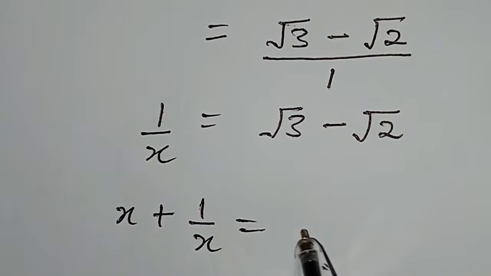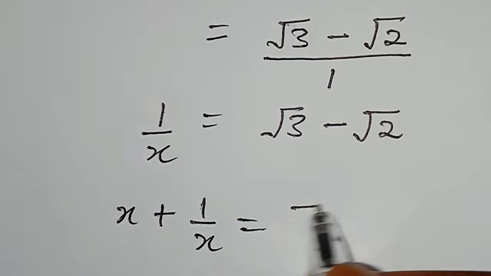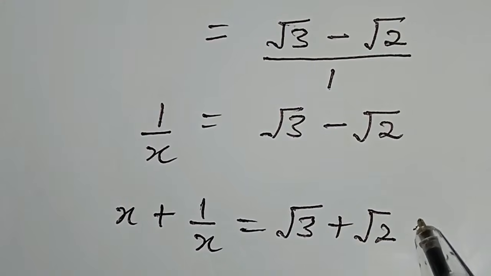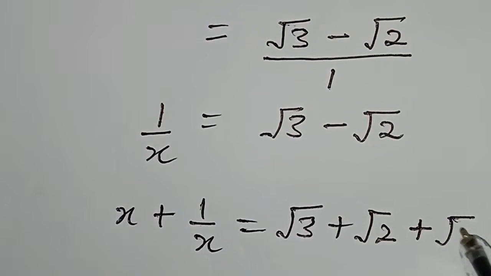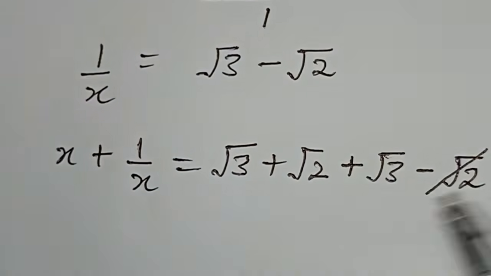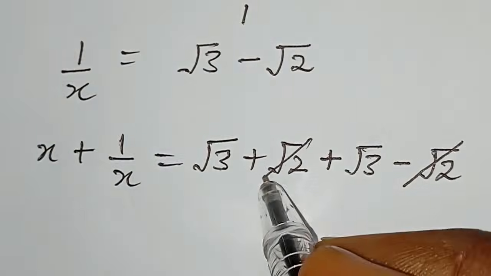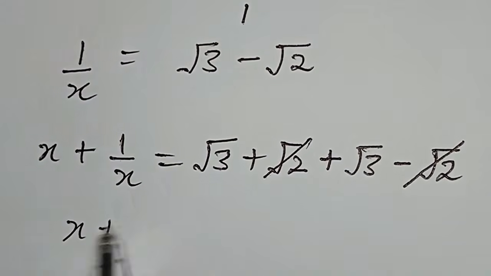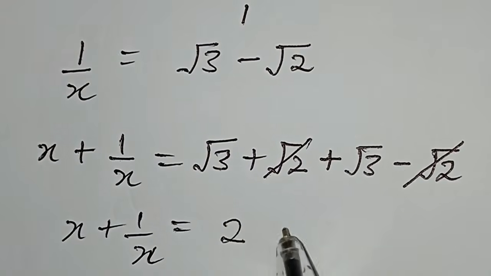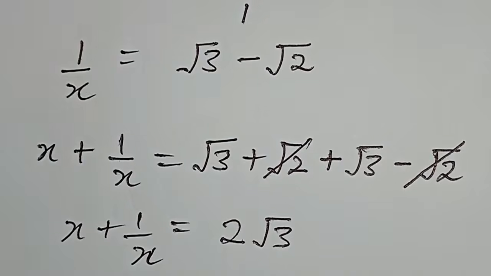of x, which is now given as square root of 3 plus square root of 2, and that is plus square root of 3 minus square root of 2. So over here, these two, we go with this, and we have x plus 1 over x is equal to 2 square root of 3.